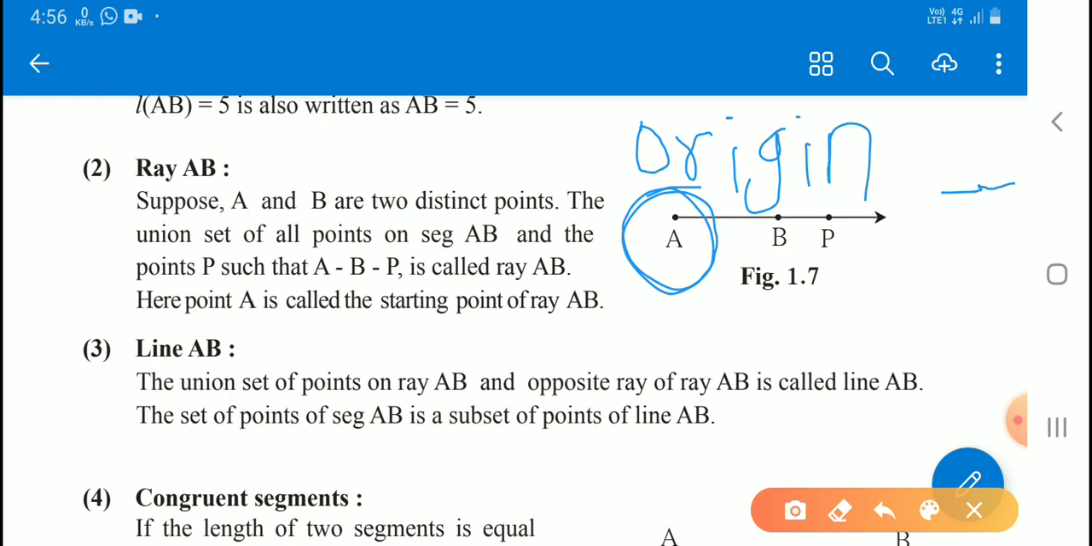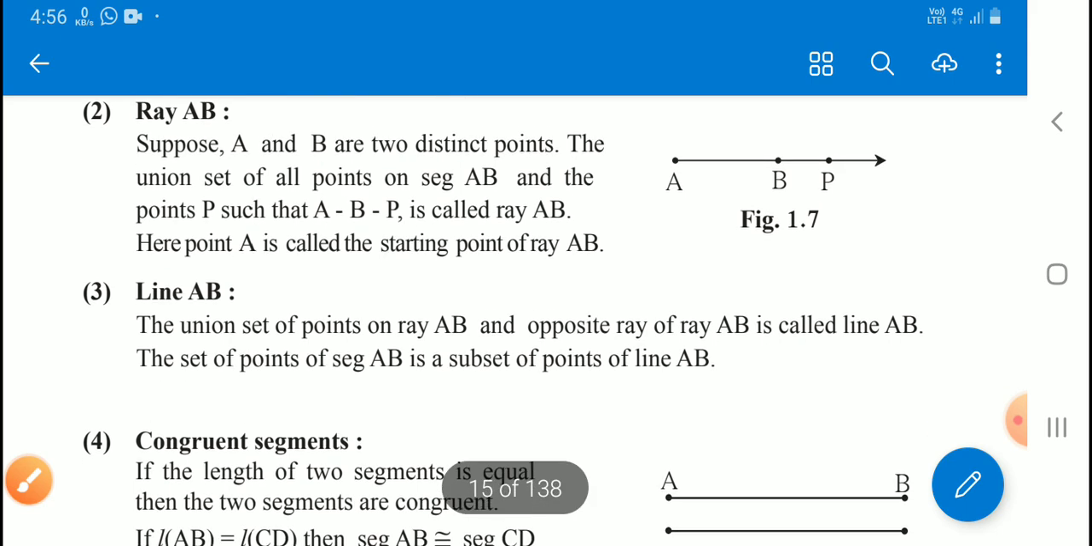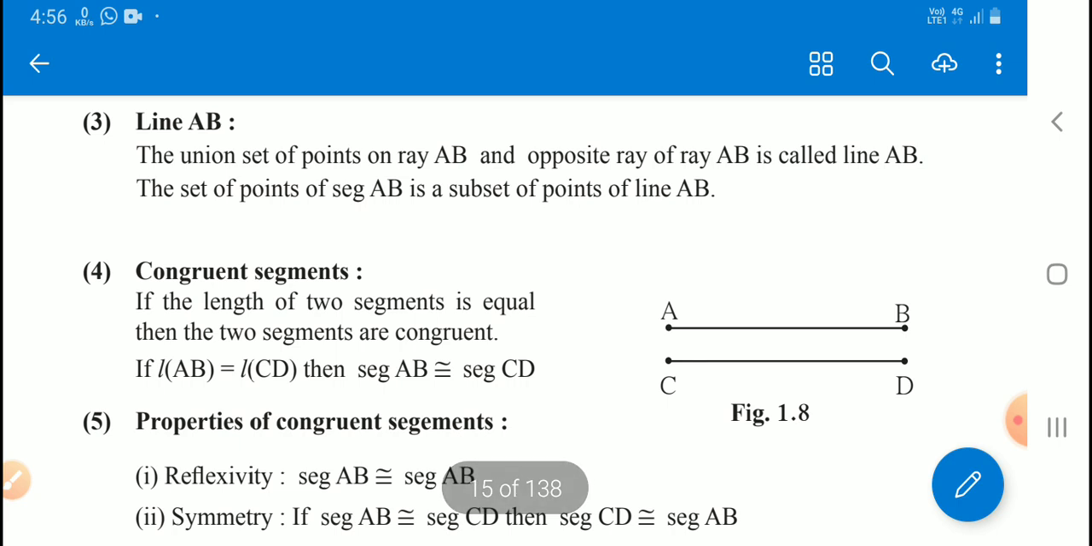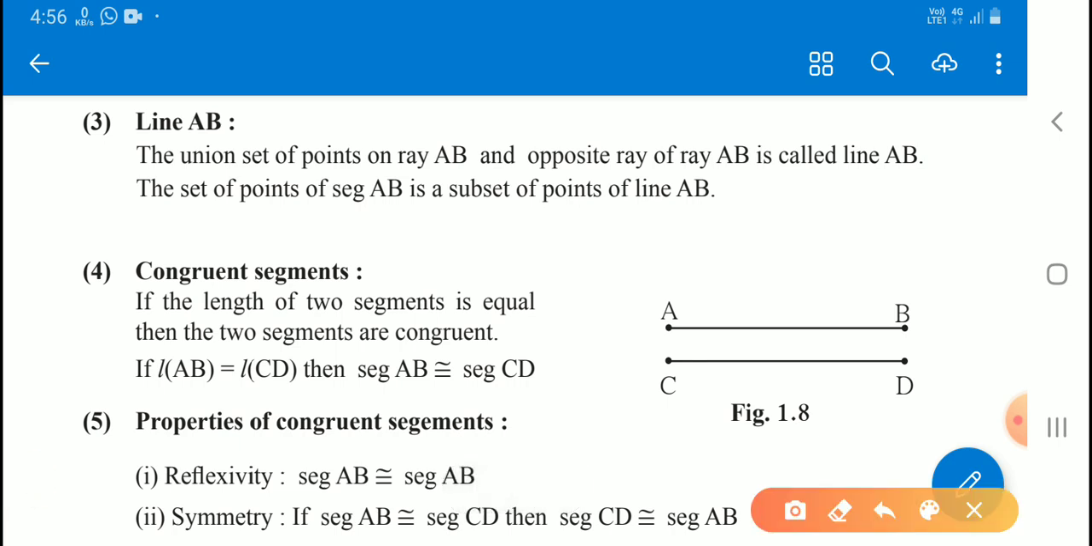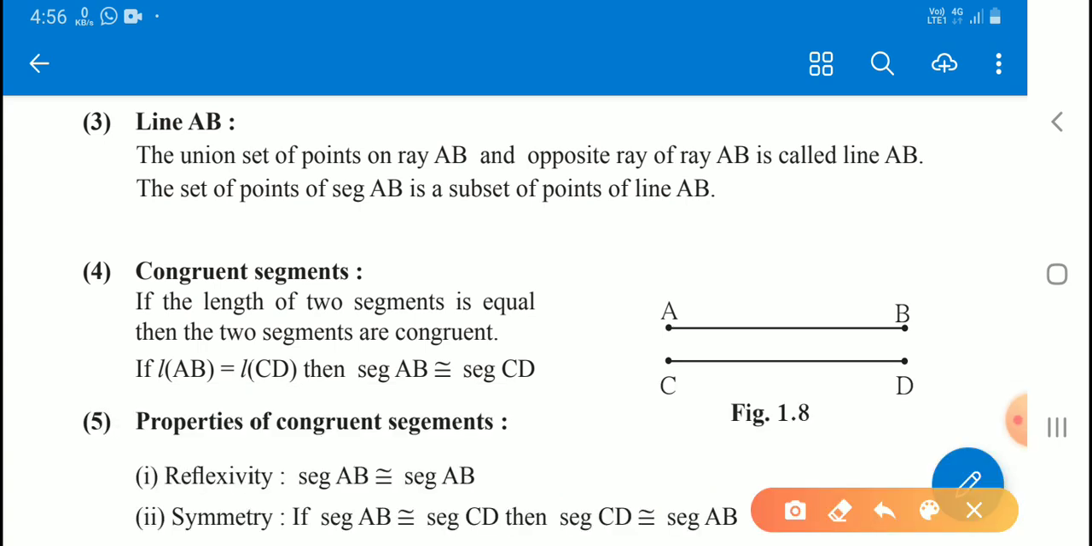We cannot say it as ray BA because a ray can be read from its origin point only. Keep this in mind. Now we'll go to the next point, that is line AB. Here they didn't give the figure of the line, but I will draw the figure of line AB.